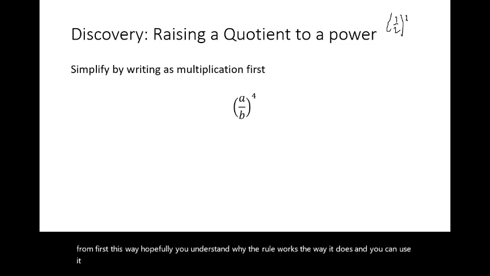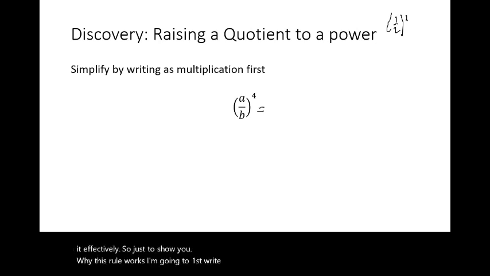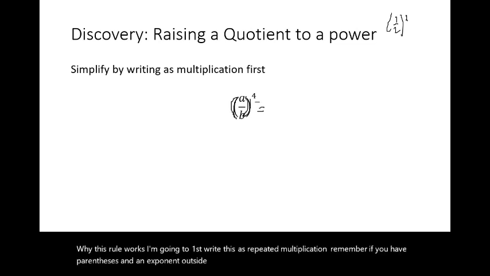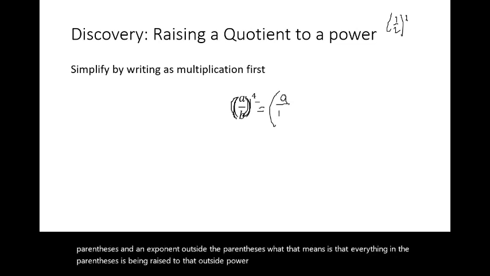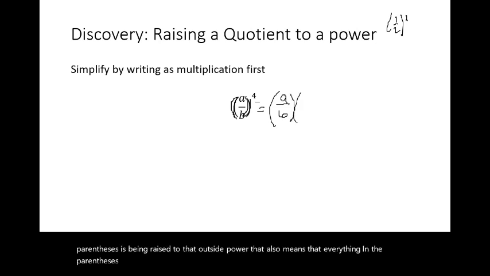So just to show you why this rule works, I'm going to first write this as repeated multiplication. Remember, if you have parentheses and an exponent outside the parentheses, what that means is that everything in the parentheses is being raised to that outside power. That also means that everything in the parentheses is being multiplied by itself 4 times. So I'm going to write this as a over b times itself 4 times.